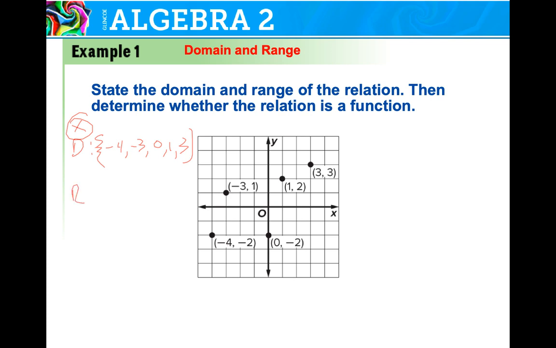And then my range, I'm going to go from bottom up again, -2, +1, +2, +3. Notice there's 2 -2's. We don't care about that though. It only matters whether or not the x's were matched up. So we can take a look here. There's 1 x value on each line. So this is going to be a yes it is, because all of the x's only have a single y output.